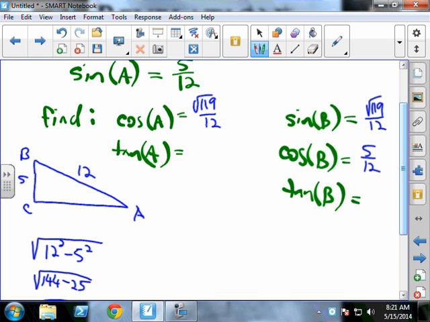So what's the tangent of A going to be? Tangent of A would be 5 over the square root of 119, and I'm going to put an asterisk next to that. Technically, we should rationalize that denominator, which we'll talk about a little bit later. And then the tangent of B would be rad 119 over 5.